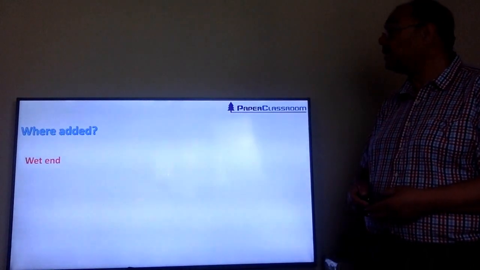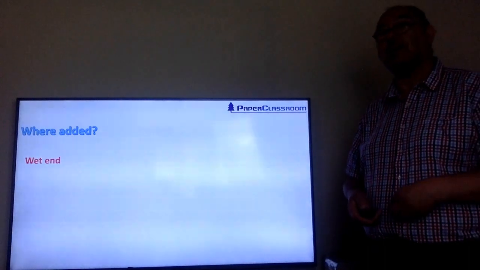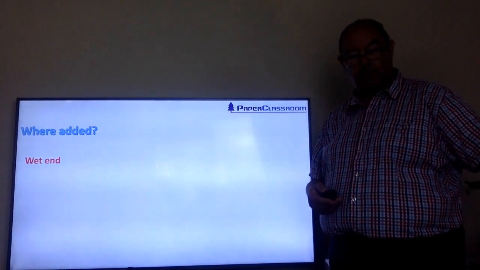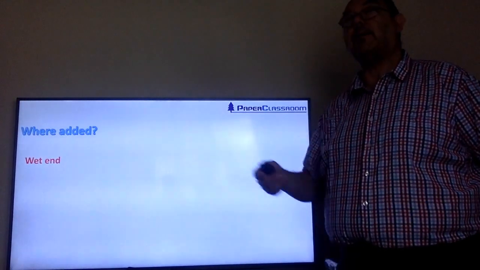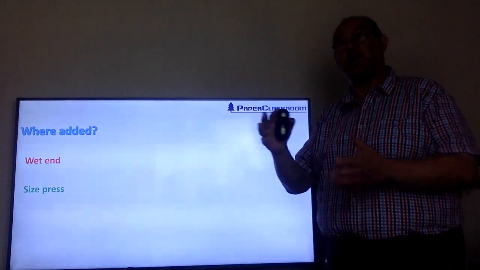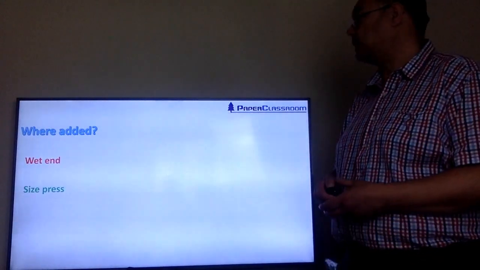Where do we add sizing agents? We can add sizing agents at the wet end, so anywhere from just after slushing the pulp right through to the flow box, or we can add them at the size press, and the size press is part way through the drying system.